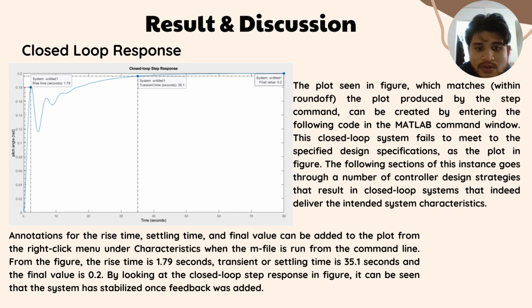As the plot in the figure shows, the following section goes through a number of controller design strategies that result in a closed loop system that indeed delivers the intended system characteristics. Rise time, settling time, and final value can be added to the plot from the right-click menu under characteristics when the M file is run from the command line.